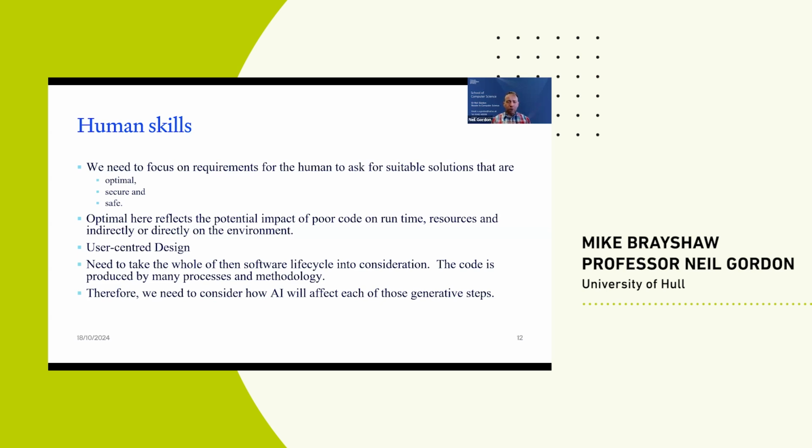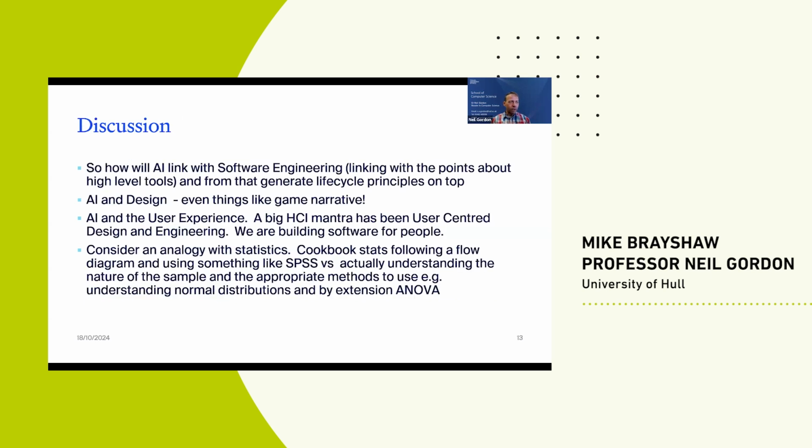So we've got to think about the methodologies and processes that do that, how AI helps in that process, how it can make it more efficient. But if we replace all of the human knowledge with AI, then there's no one with oversight of it. It makes it harder to then deal with it if there are problems. So how do we link AI with software engineering from that perspective? Look at the life cycle of software and think about where we put in the human. So things like AI in design, like game narratives, running computer games, AI and user experience, like user-centered design and engineering, building software for people ultimately.